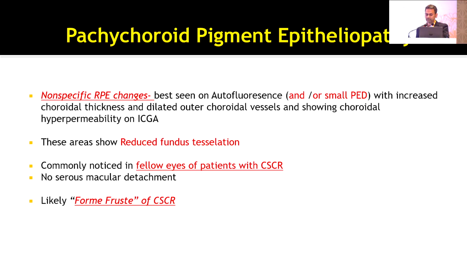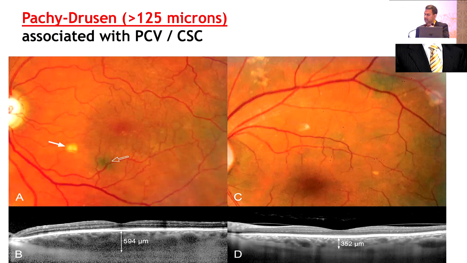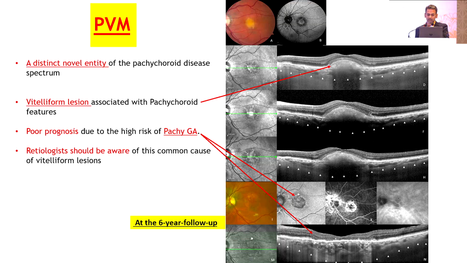The first entity is pachyepitheliopathy, which is nothing but non-specific RPE changes with or without pigment epithelial detachment. A prototype case shows RPE changes overlying an area of choroidal vascular hyperpermeability on ICG, and a pachychoroid with dilated outer choroidal vessels. In this entity you can have pachydrusen, which are more than 125 microns in size, either single or in pairs, distributed all across the posterior pole, not like in dry AMD where there is a thin choroid and confluent drusen accumulated at the fovea. Here we have a thick choroid.